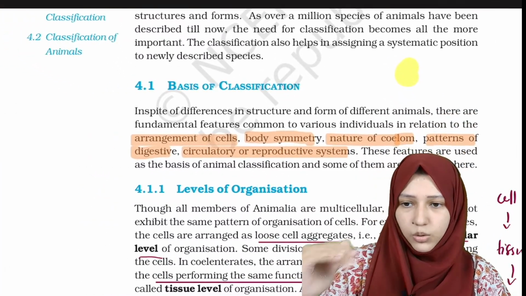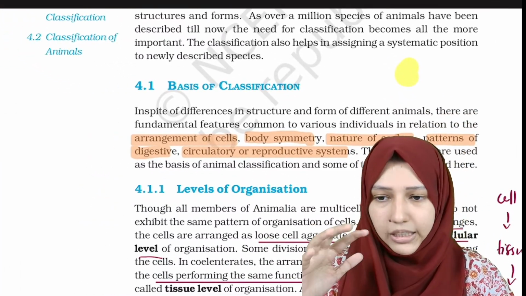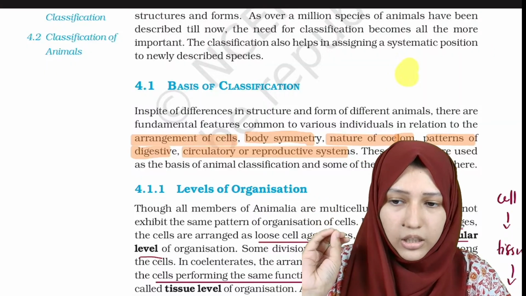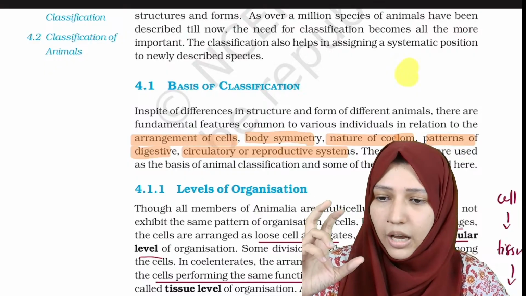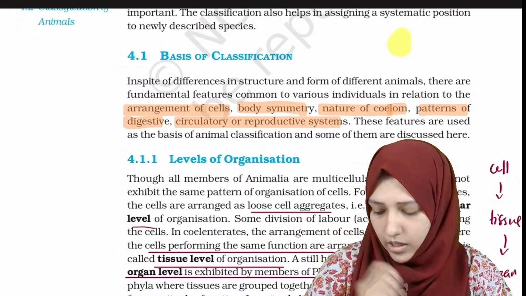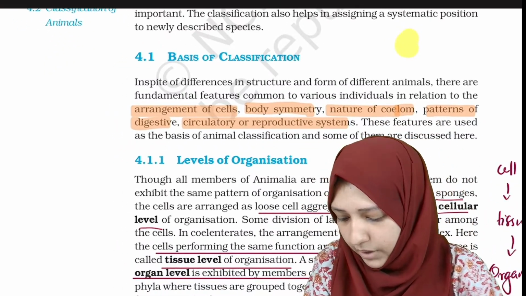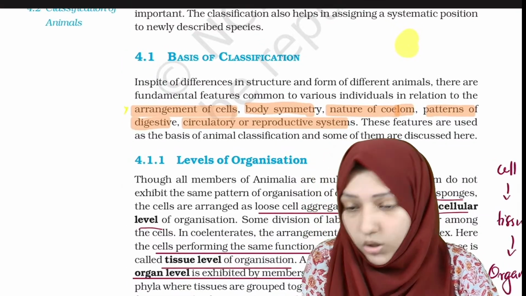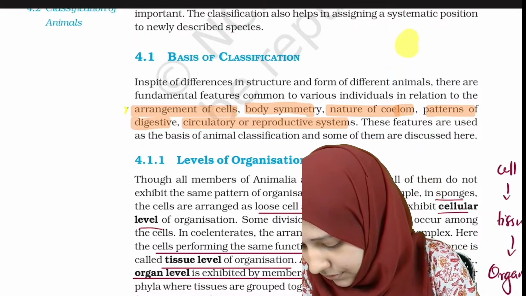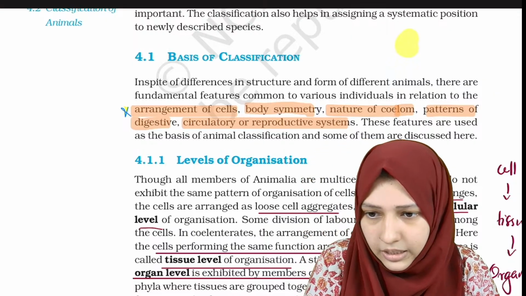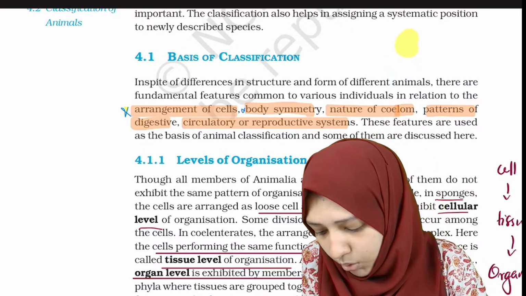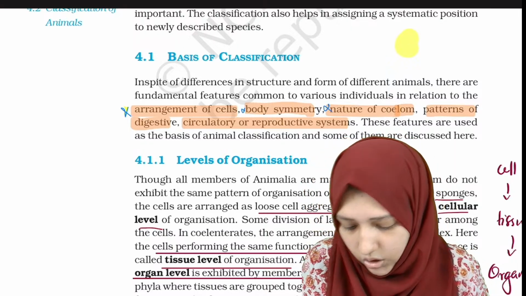Now we are going into the animal kingdom and the different characteristics which they use for classification, and about the different phyla. So now let's see what the basis of classification are. This is the first important point to be noted in this chapter. The basis of classification are arrangement of cells. Arrangement of cells means how the cells are arranged. Body symmetry, nature of coelom.